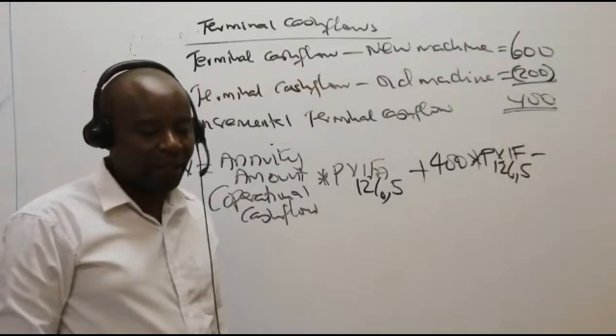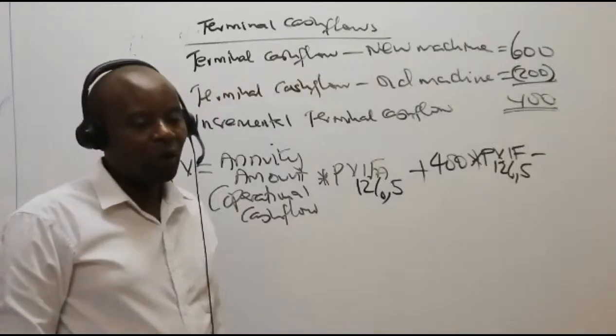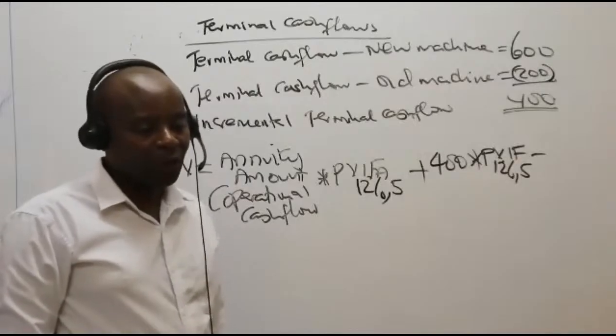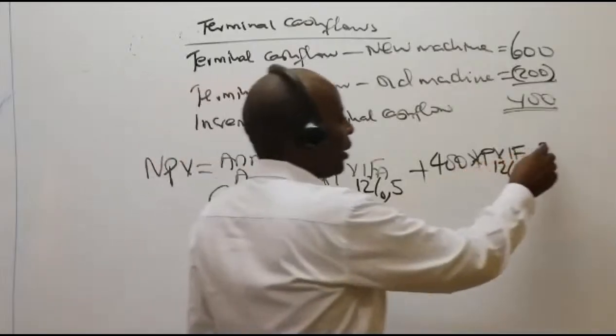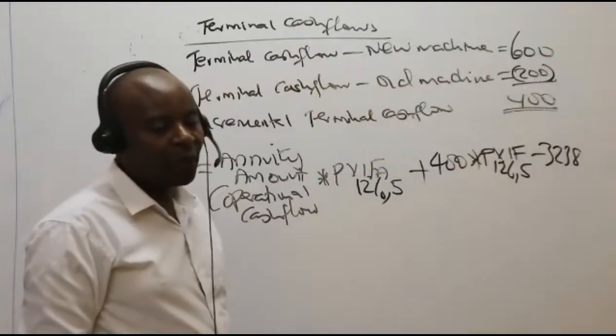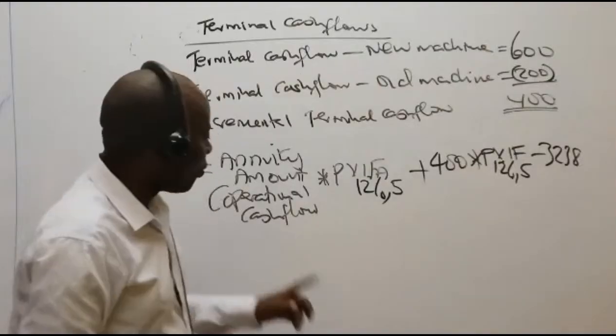Who is able to remind us what the initial outlay was? It was 32.38. Remember that the initial outlay is never discounted at all.